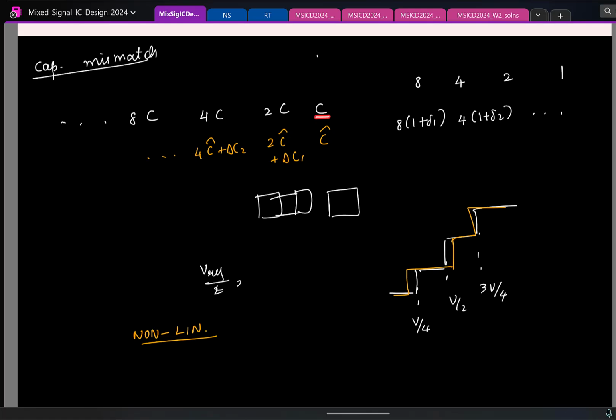If you are drawing a nice rectangle like this, saying width is W, length is L, so epsilon A by D whatever. But in practice, this will not be a rectangle; it will be a crazy shape. So which means you will have a lot of variations. Actually, you can understand why this nonlinearity comes if you look at the SAR at a block level.